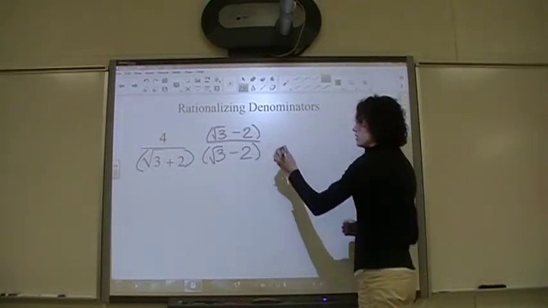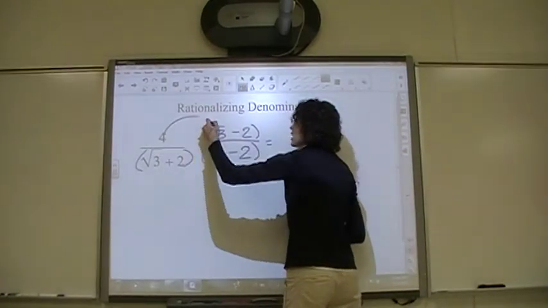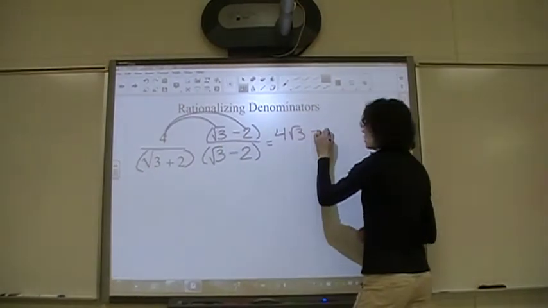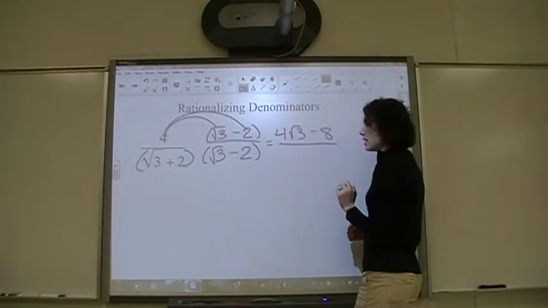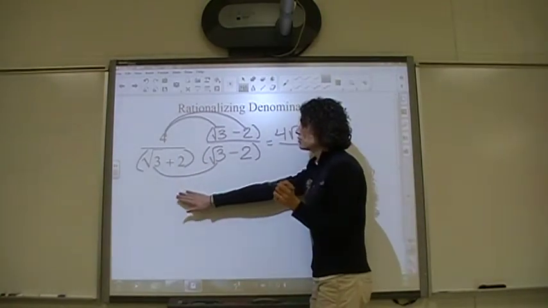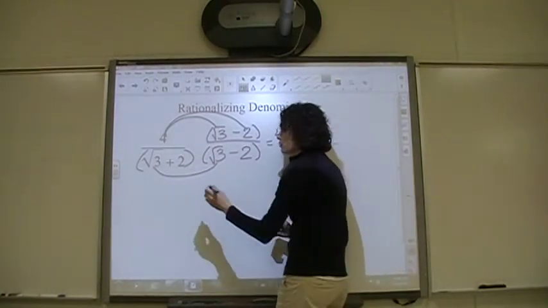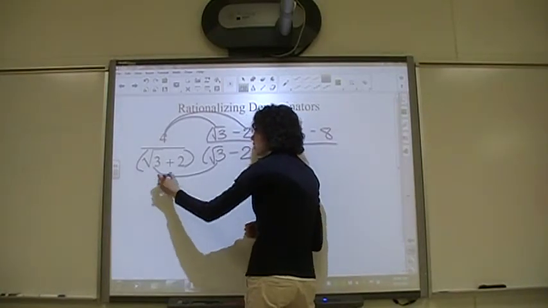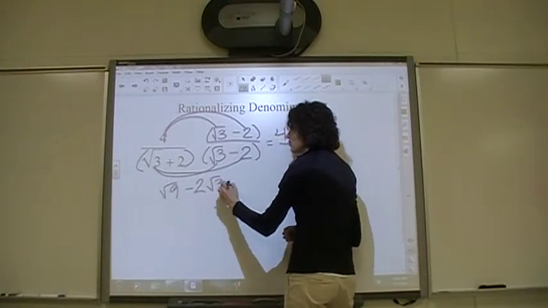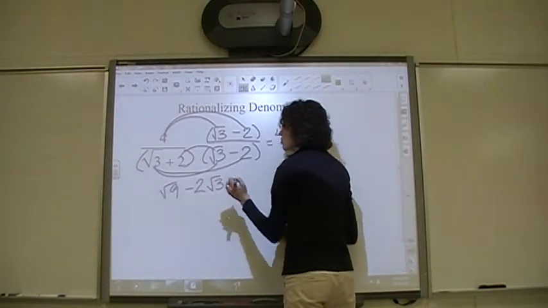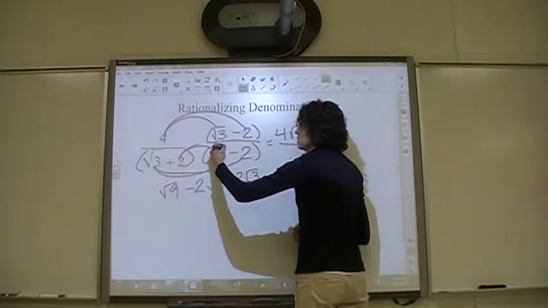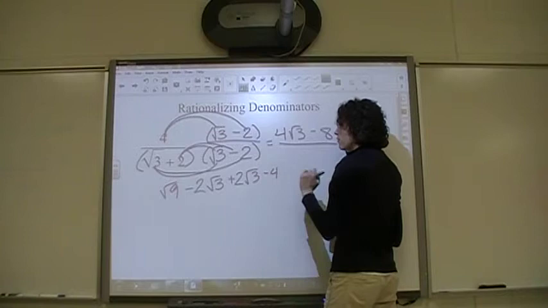All right, so let's go ahead and start multiplying. We do 4 times radical 3, which gives me 4 radical 3. 4 times 2, which is going to give me minus 8. Then on the bottom, radical 3 times radical 3. Now I just want you to write it right underneath here, okay? So radical 3 times radical 3 gives me radical 9. Radical 3 times 2 gives me minus 2 radical 3. Now positive 2 times radical 3 gives me plus 2 radical 3. Then positive 2 times negative 2 gives me negative 4.